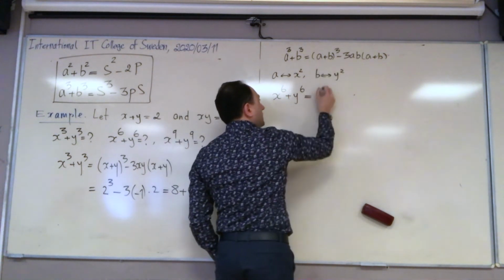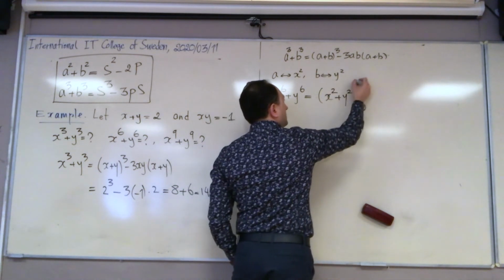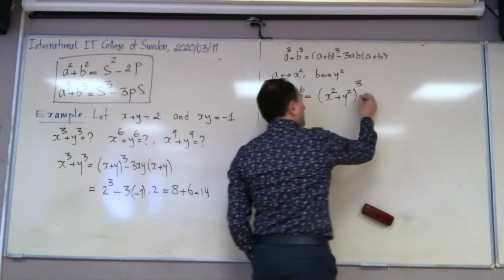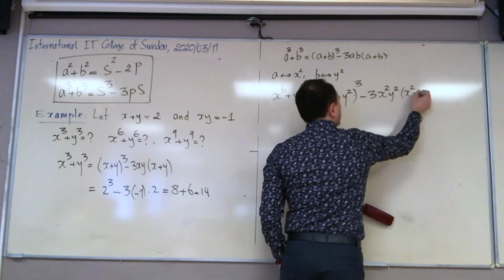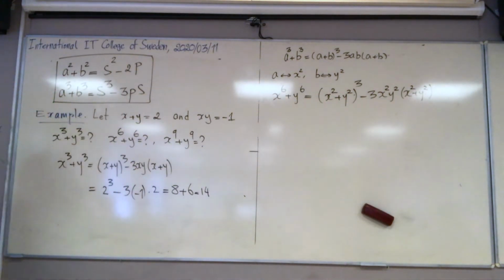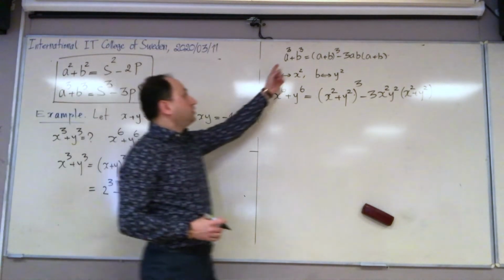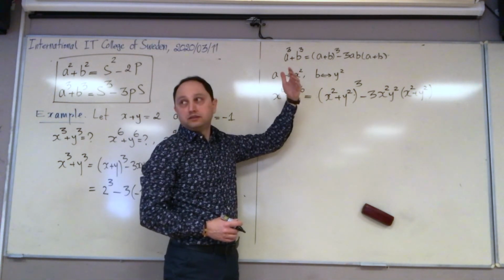But on the right-hand side, unfortunately, I will get x squared plus y squared, probably we can solve it somehow, to the power of 3. And then I have minus 3x squared y squared. Then I have x squared plus y squared. This is one way of writing. There is also another way of writing, yes? Instead of using this corollary and these substitutions, can you think about another one?